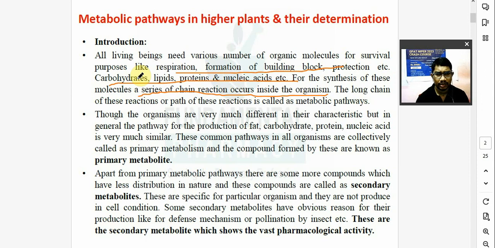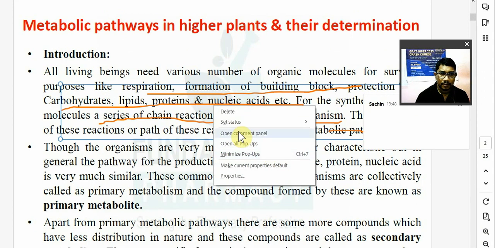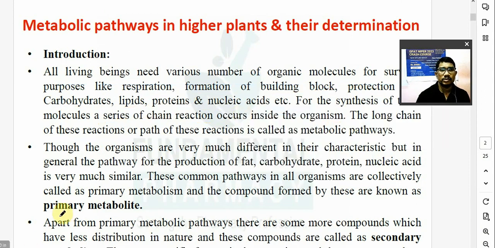Now, though the organisms are very much different from individual to individual. है ना, आप अलग हो, मैं अलग हूँ, आपका रोज का प्लांट का मेटाबॉलिज्म अलग है, आपका पपाया का प्लांट का मेटाबॉलिज्म अलग है. Though organisms are very much different in their characteristics, the general pathway for production of carbohydrate, lipids, proteins, nucleic acid is very similar to each other.